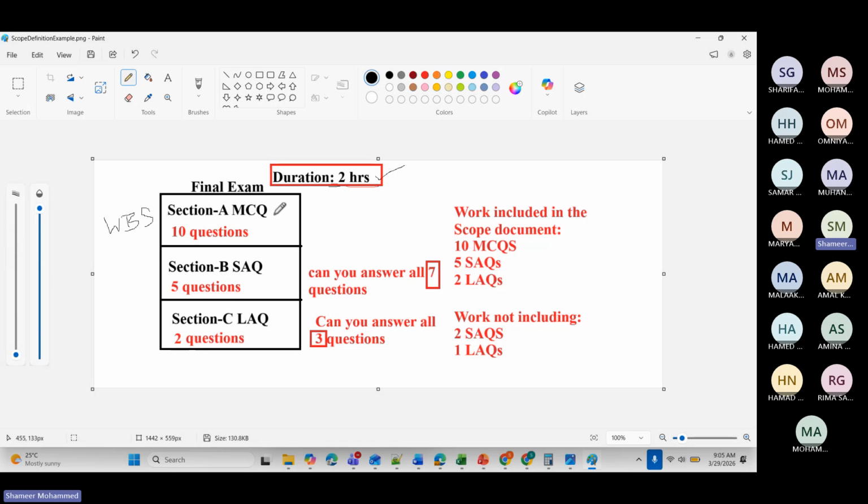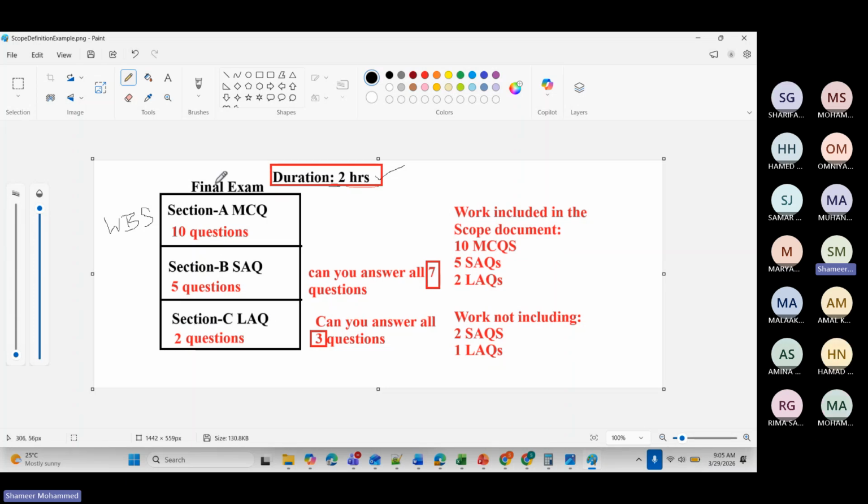Section A, you have multiple choice questions. Section B, you have short answer questions. Section C, you have long answer questions. So this is your project. The project time is 2 hours. The cost of the project is how much? 50 marks. 50 marks is the total cost of your project.